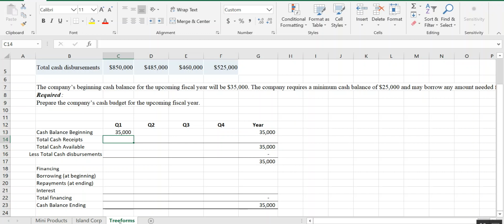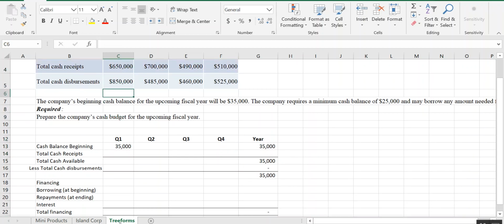They have total cash receipts over the 4 quarters and then total cash disbursements. They're going to have a minimum cash balance of $25,000, and the beginning cash balance for the year is $35,000, which is already in the worksheet. They may borrow any amount needed from the local bank, and the interest rate will be 5%. So we start with the cash receipts from quarter one, and if you look at the table up above here, we see it's $650,000.